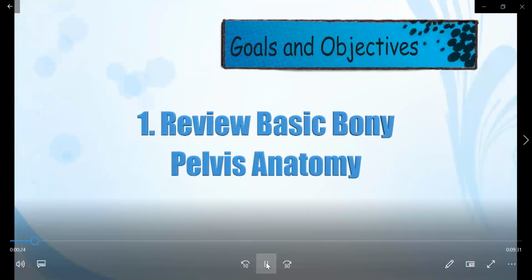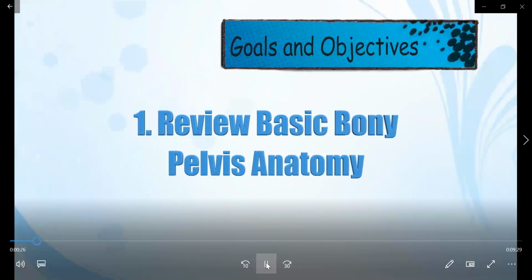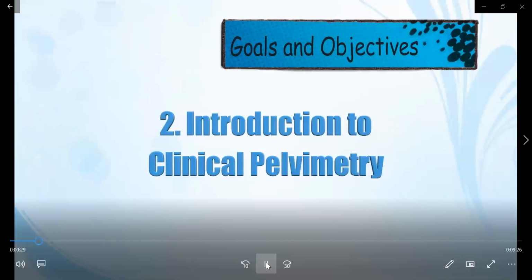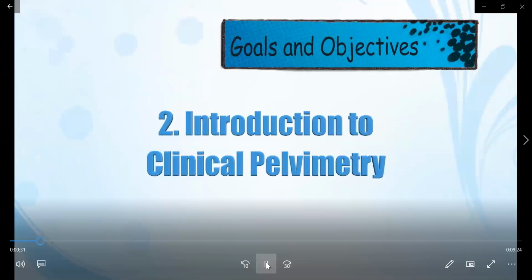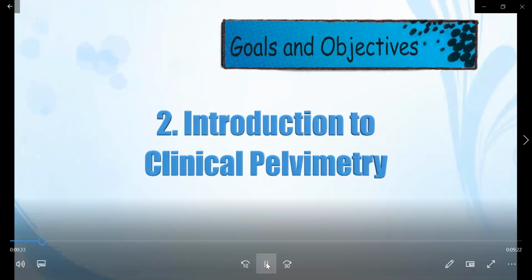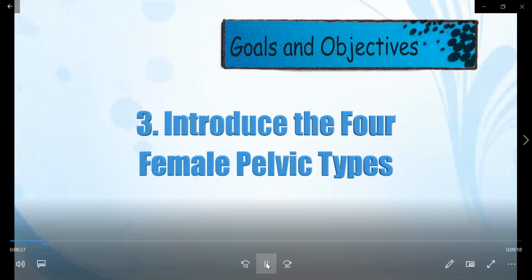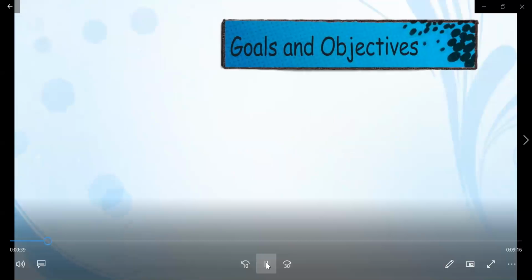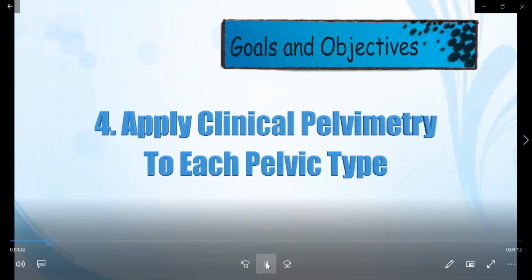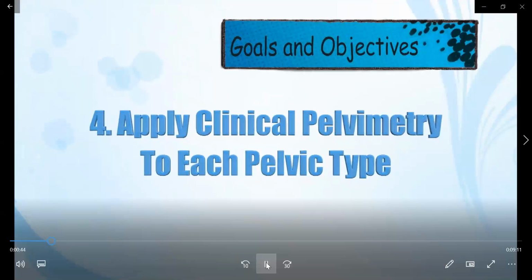Briefly review the basic building blocks and landmarks as they relate to clinical pelvimetry. Describe efficient introductory techniques for the relevant portions of clinical pelvimetry, maintaining patient comfort. Introduce the four basic female pelvic types and apply knowledge of clinical pelvimetry to the findings specific to each pelvic type.